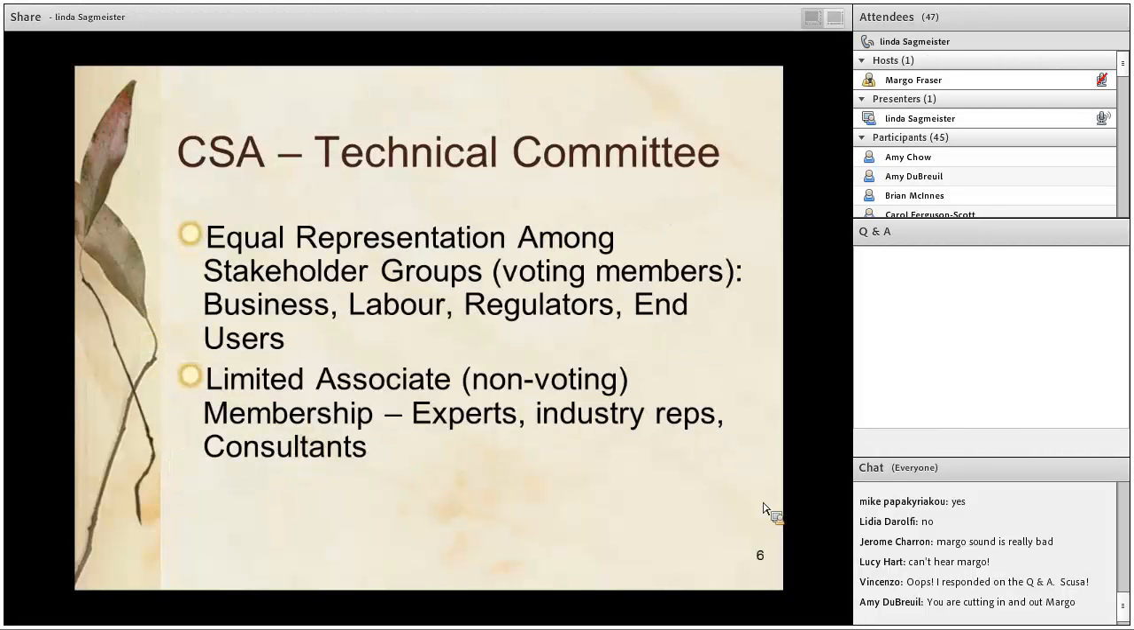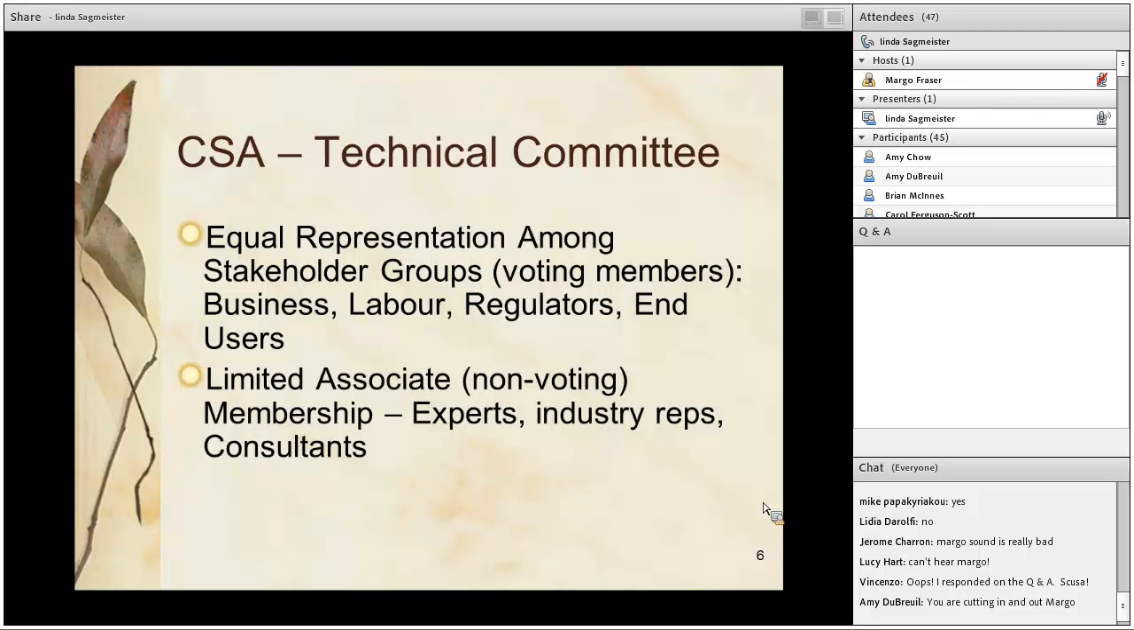Okay, so the CSA Technical Committee, which is what I keep referring to, is the core of standard development. The important thing to know about the Technical Committee is that there is equal representation, give or take one or two, generally among the stakeholder groups. I have written here business, labor, regulators, and end users. That's not necessarily the exact terminology that the CSA uses, but roughly speaking, it covers it.